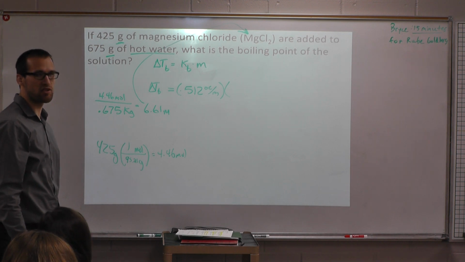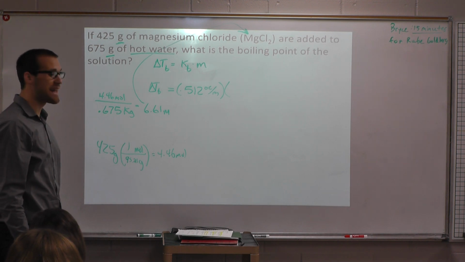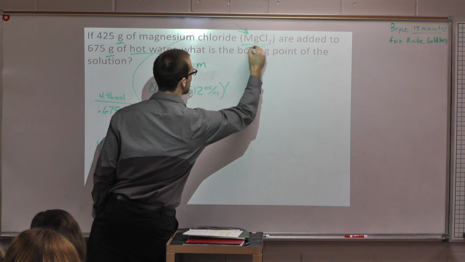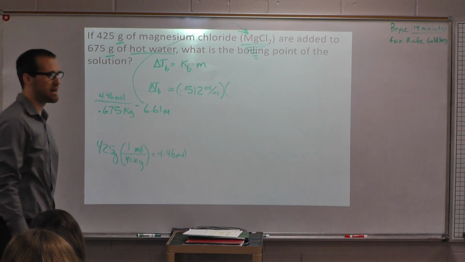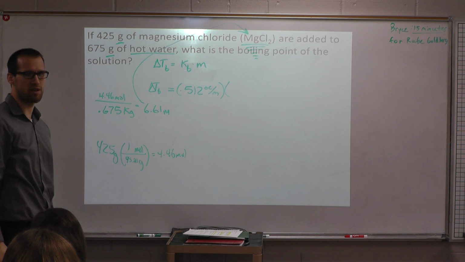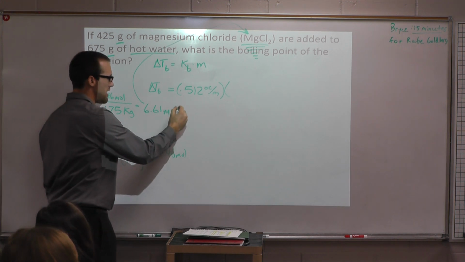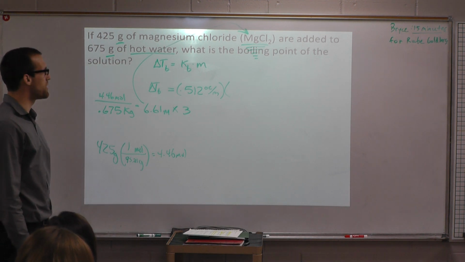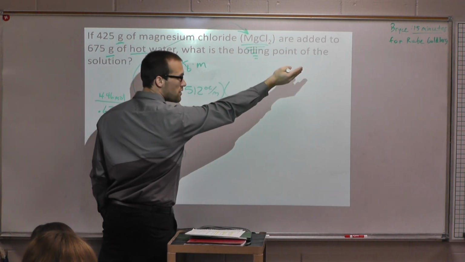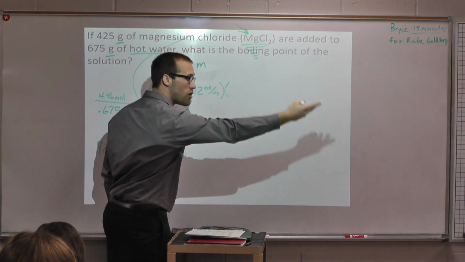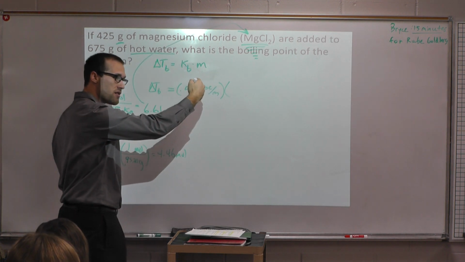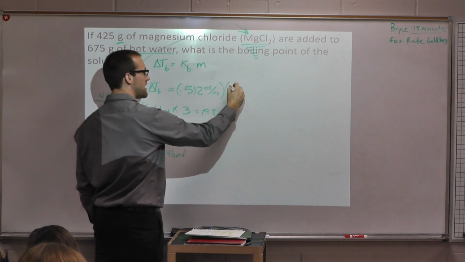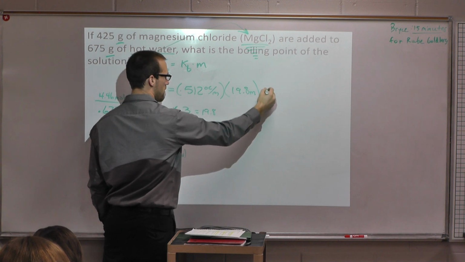So what do we have to do with this number? Not yet. This is ionic, which means it's going to break apart. How many pieces will it break up into? 3. So I have to take this number and multiply by 3, not divide. It breaks up into 3 pieces, so it's going to give me way more pieces when it's dissolved than when it's not. So 19.8 is what I put in here times the constant to get my elevation.